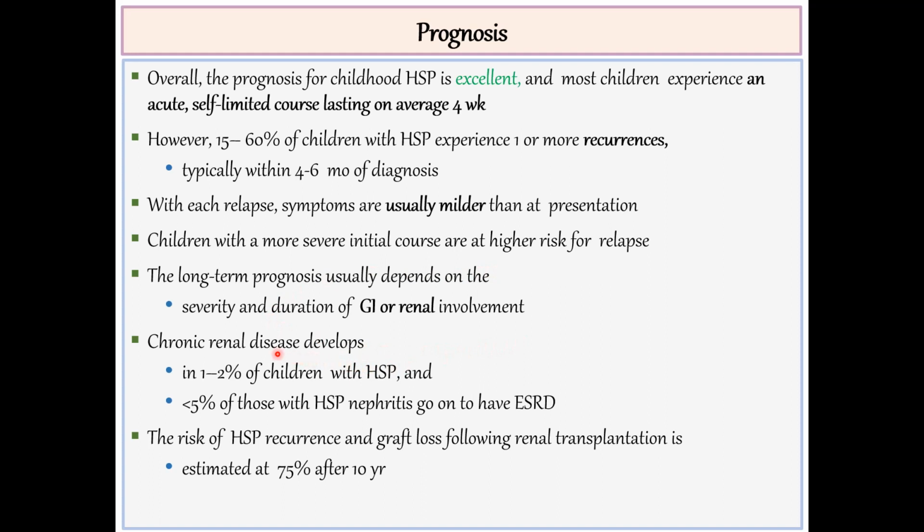Chronic renal disease develops in 1 to 2% of children with Henoch-Schönlein purpura, and 5% of those with Henoch-Schönlein purpura nephritis go on to have end-stage renal disease.